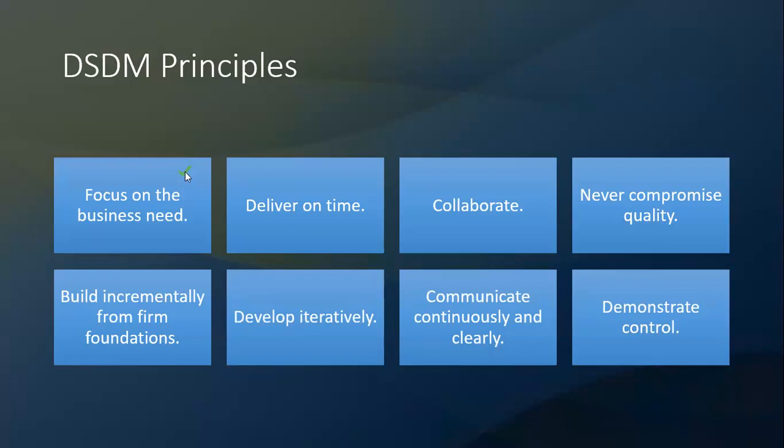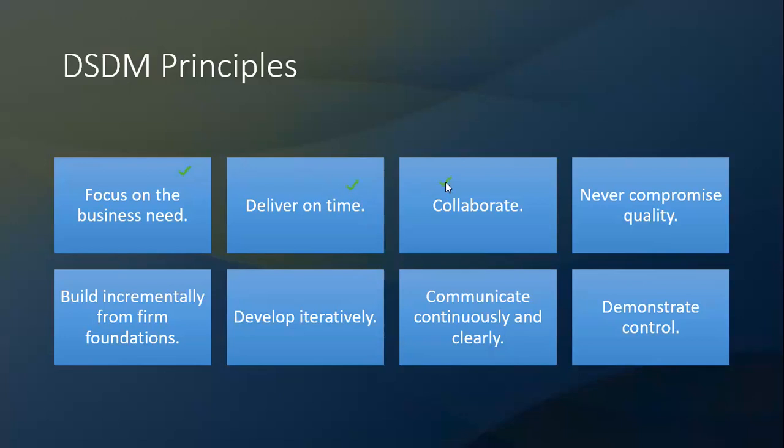Let's go to deliver on time. Teams time box their work in iterations, allowing them to always deliver on time while flexing the scope of features. And that's why in that triangle, you see that scope is flexible. With iterations, the team should be able to have a predictable delivery.